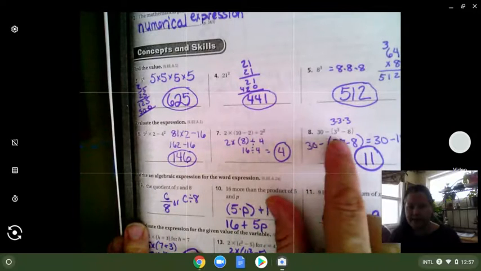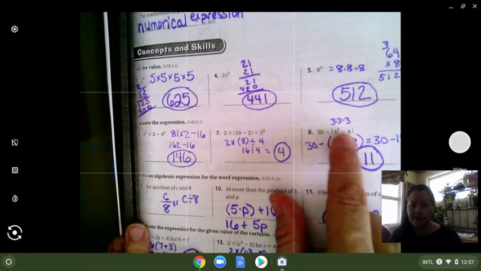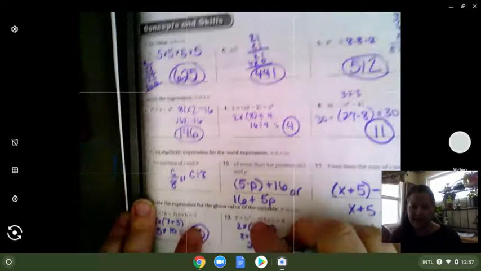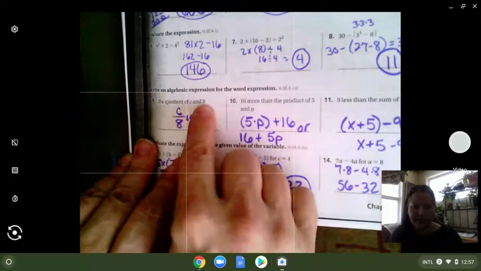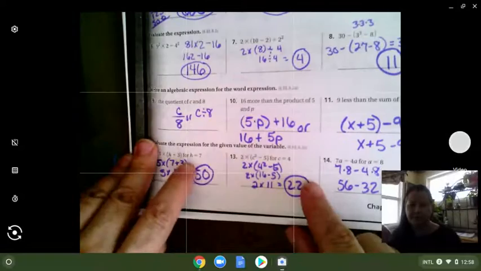Number 8, doing what's inside parentheses first, but first we have the exponent inside the parentheses, so we're going to do that before we subtract. So you'll have 11 as your answer. Number 9, the quotient of C and 8. You can write it either way, C divided by 8 or C over 8.